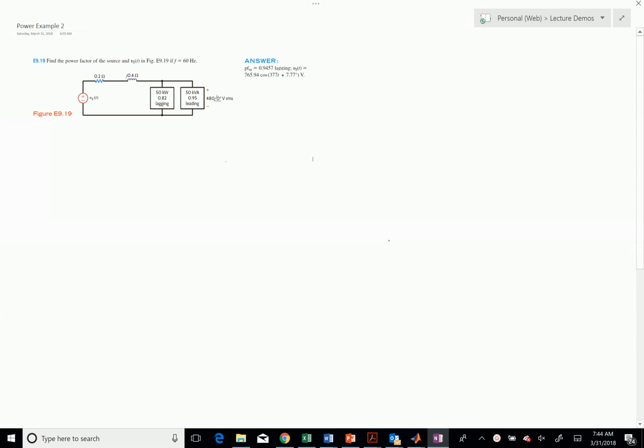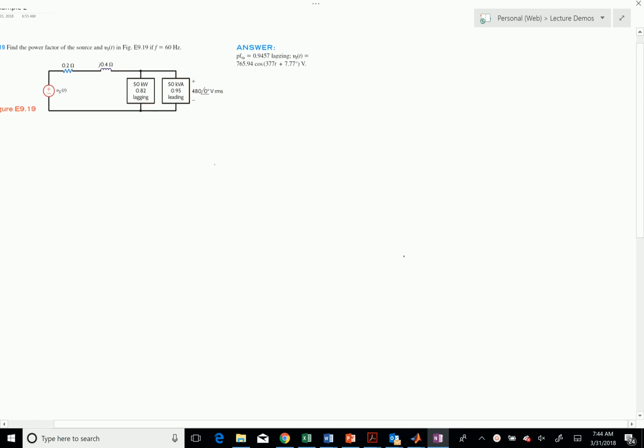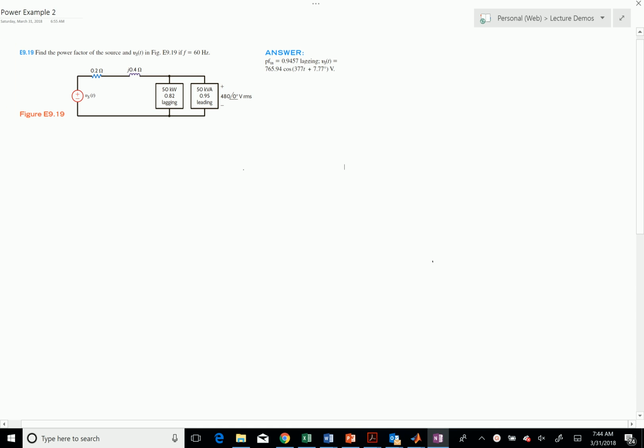All right, so we're going to look at this problem. This is one from your book, E9.19. We find the power factor of the source and a time domain expression for Vs. So we have the answer here.